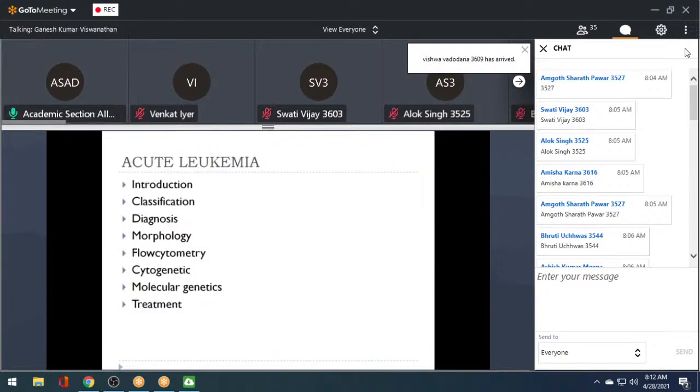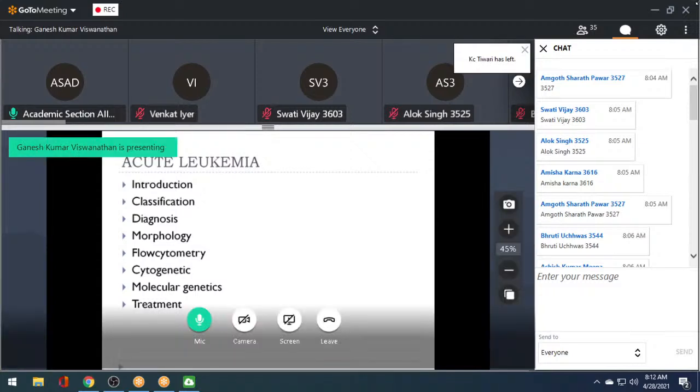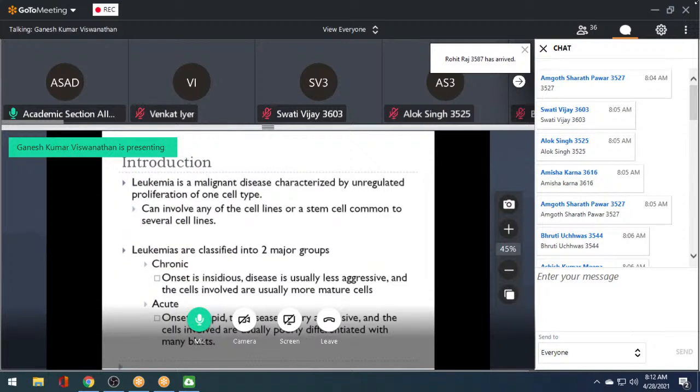First, we will talk about the general characteristics of acute leukemias. Then we will see how we classify acute leukemias. Then we see how we diagnose acute leukemias using different methodologies: morphology, flow cytometry, cytogenetics, and other molecular genetic techniques. And then we talk briefly about the treatment.